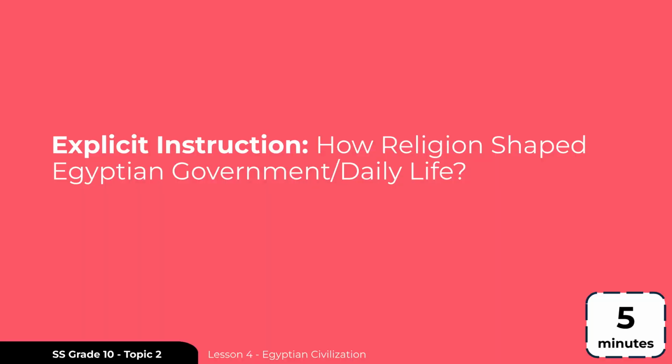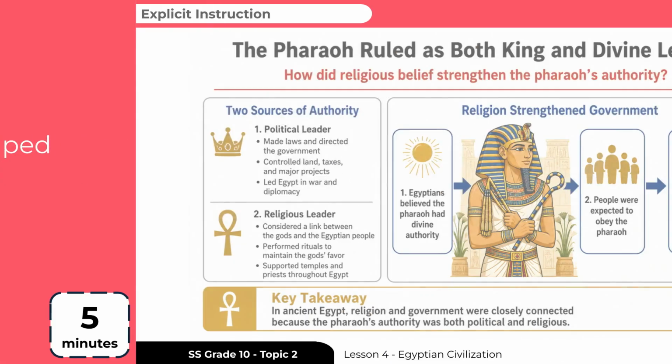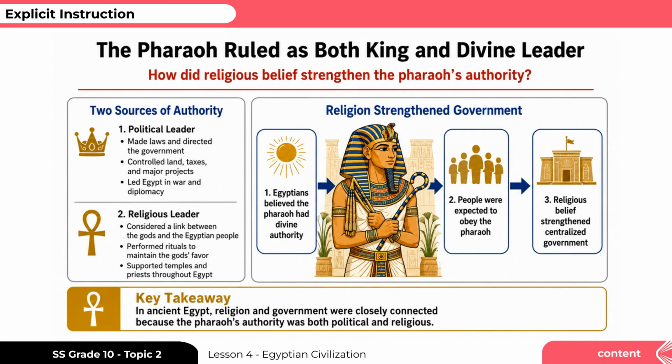Now, let's explore how religious beliefs shaped the Egyptian government and daily life. The pharaoh had 2 sources of authority. First, he was the political leader of Egypt. He made laws, directed the government, controlled land and taxes, oversaw major projects, and led Egypt in war and diplomacy. But the pharaoh was also a religious leader. Egyptians viewed him as a sacred ruler with a special connection between the gods and the Egyptian people. That combination made his authority especially powerful.